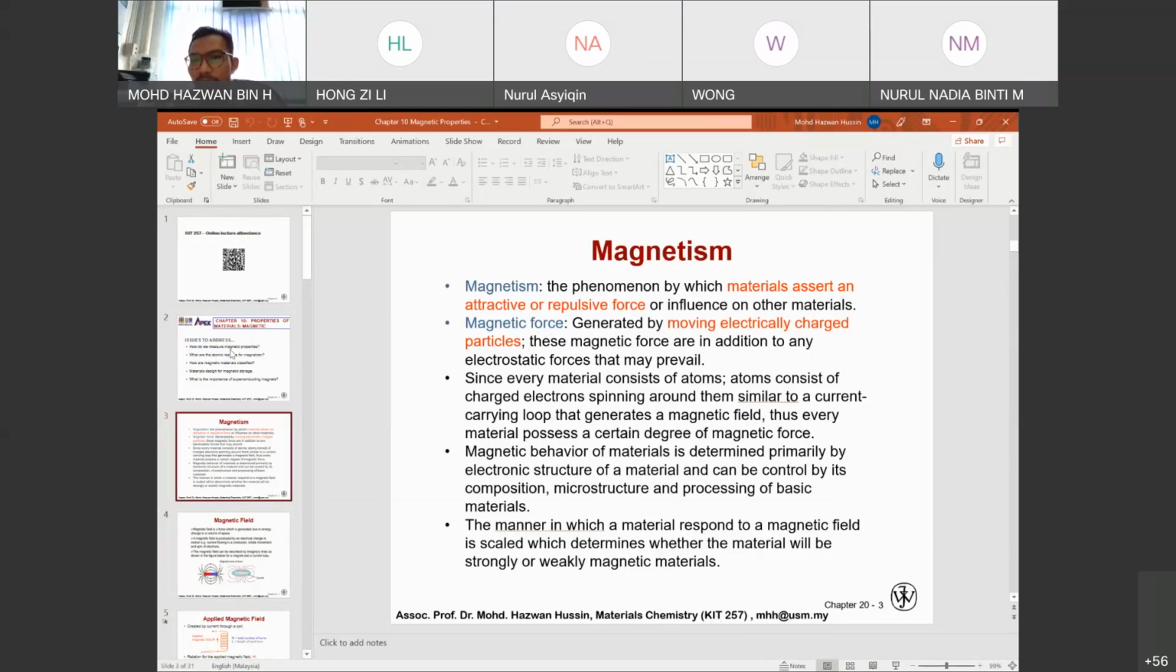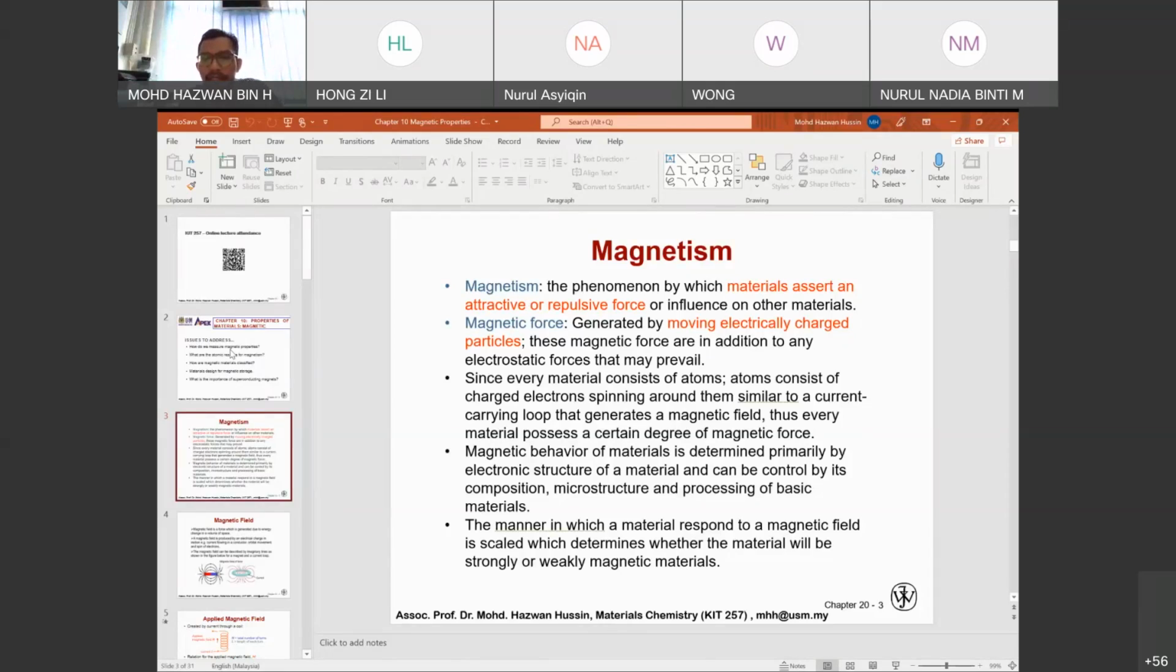Magnetic force is actually generated by moving electrically charged particles. So this magnetic force is in addition to any electrostatic force that may prevail. You've seen magnetic bars, you've seen magnetic coins or whatsoever. But did you know that you can actually produce magnetic force by just having a coil wire? If you have a coil wire and you put current flow on it, it will generate a so-called magnetic force because you have electrically charged particles resulting from the moving current. So this is actually also in relation with our previous chapters on electrical properties.